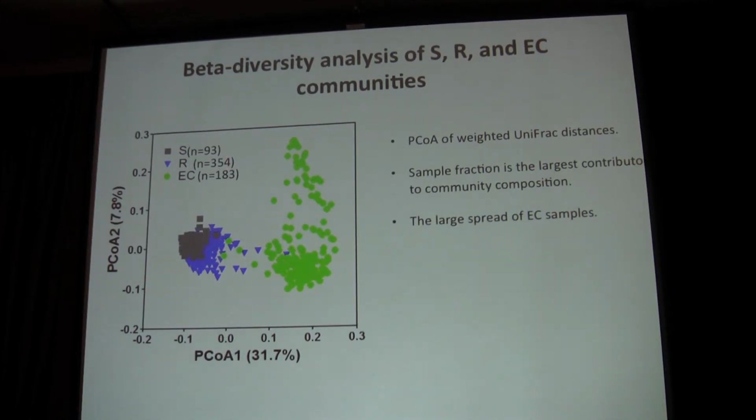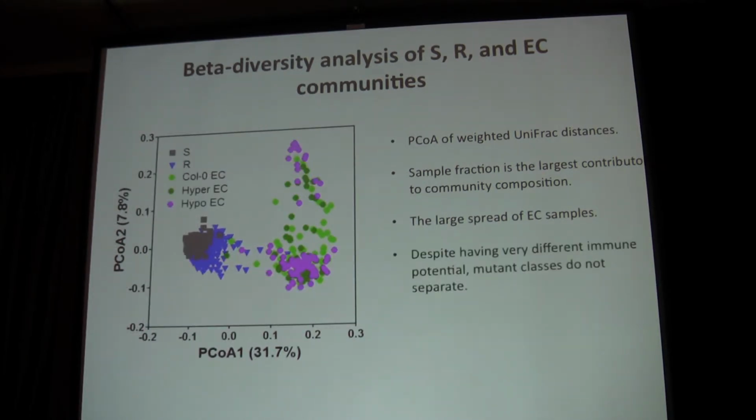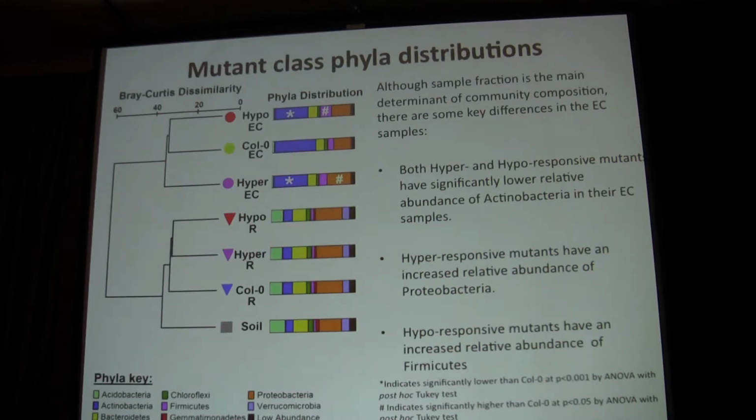My dream was that this spread would very clearly show the difference between the different classes, but actually what I see is that the different classes are still spread throughout here, so we're going to have to go another level deeper. So at this point, here we're looking at the phyla distribution between the rhizosphere and soil for both wild-type, hypo, and hyper plants, and you see that the phyla distribution is very similar. And the same is mostly true in the endophytic compartment, although there are some significant differences.